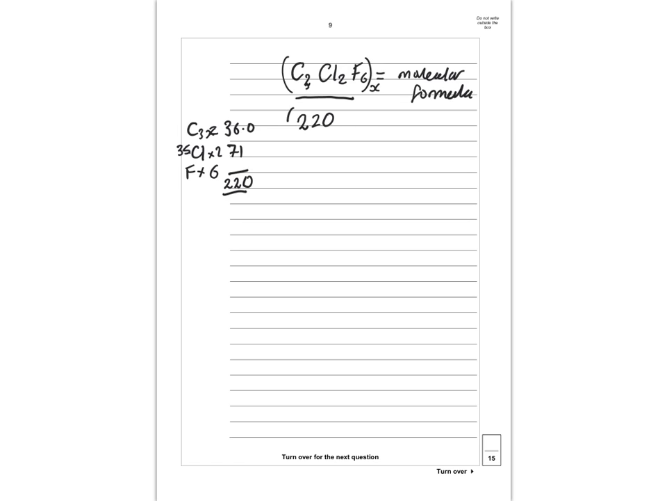So empirical mass times by the number of times it repeats itself is equal to the relative formula mass. And therefore, we were told that the relative formula mass is 220, and therefore 220 times X equals 220, and therefore the empirical formula in this case equals the molecular formula.